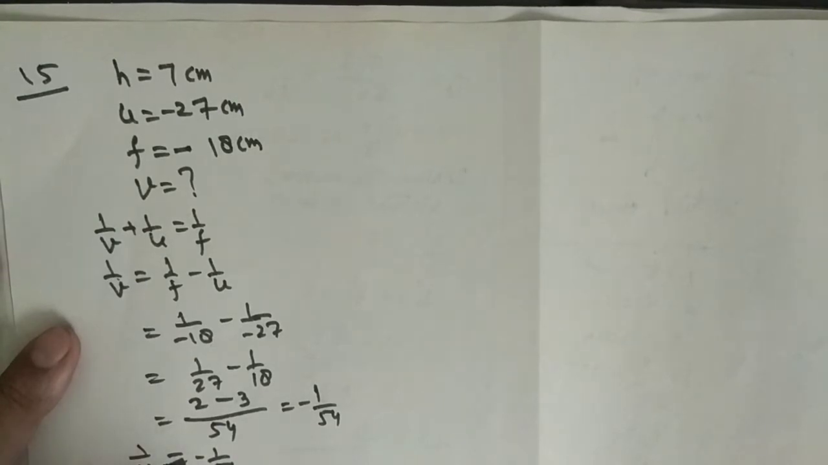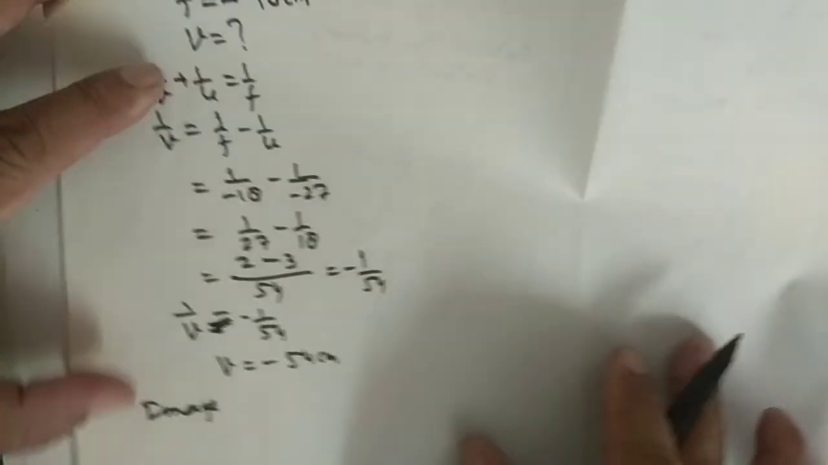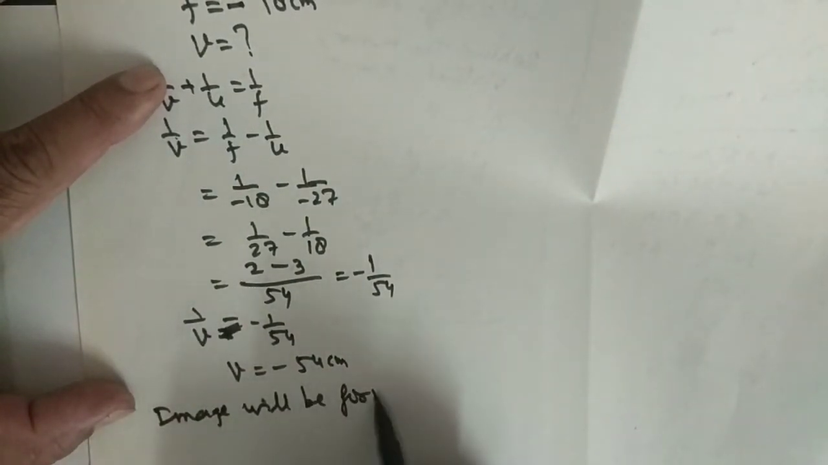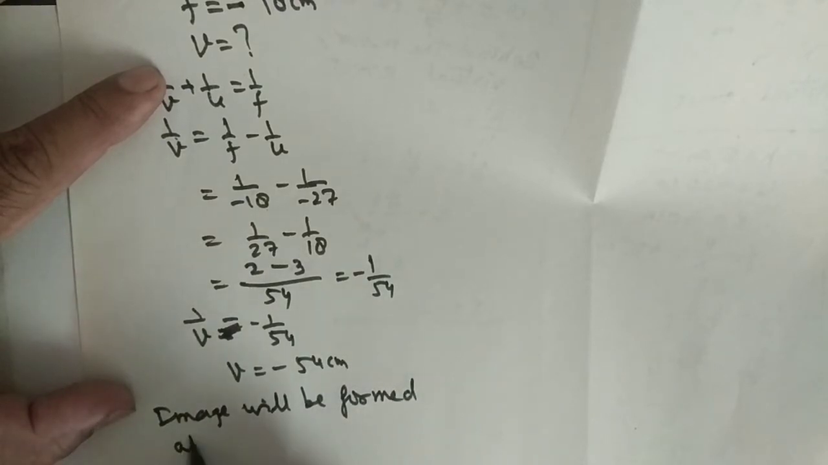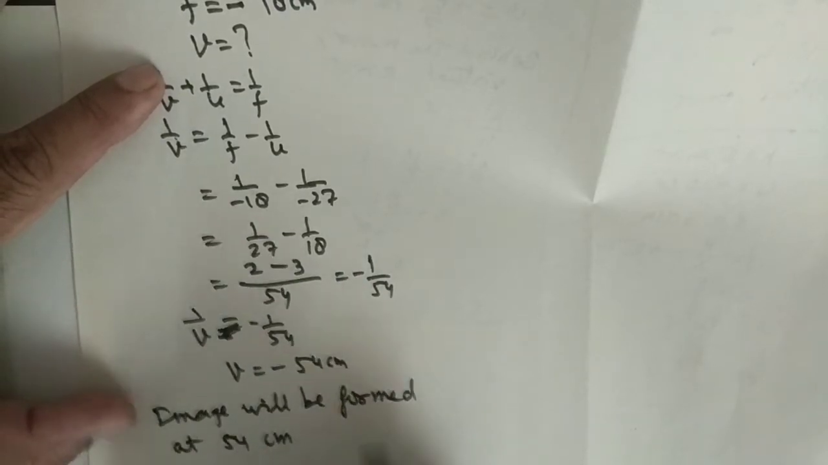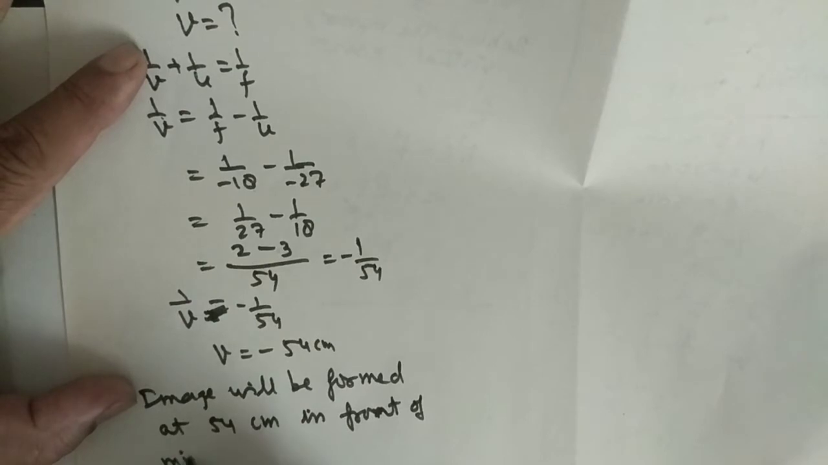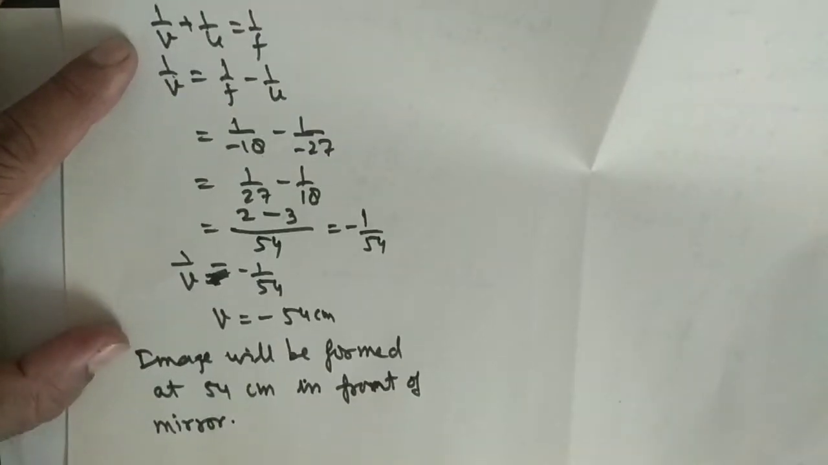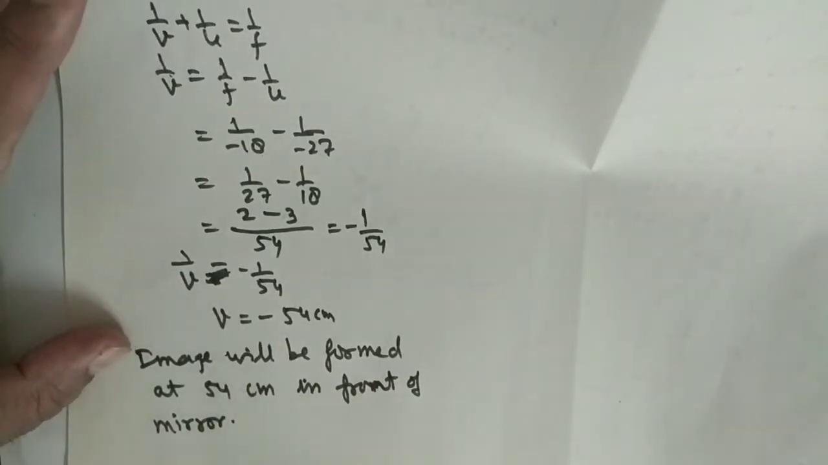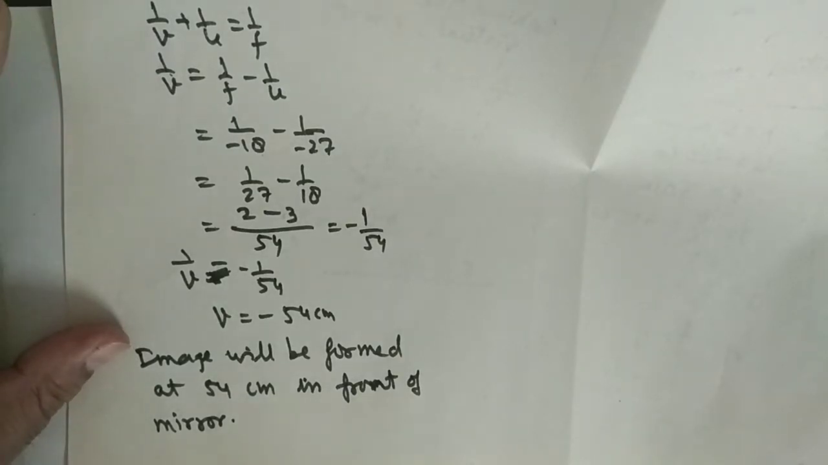Okay, so the position, that is the image, just note down: image will be formed at 54 centimeter in front of the mirror, okay. Now this is the solution of question number 15.